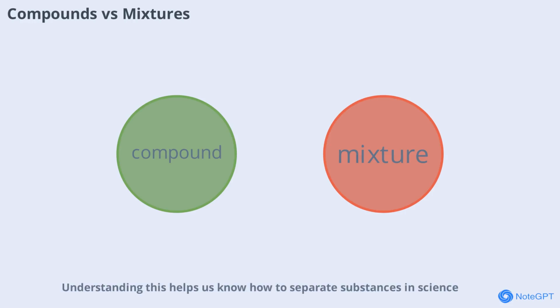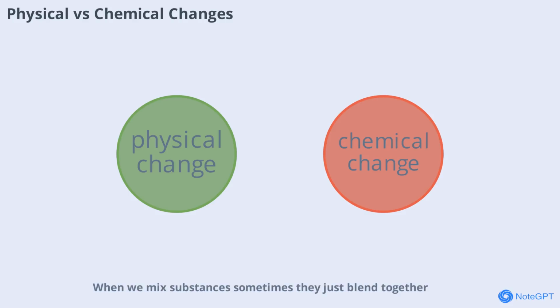Understanding this helps us know how to separate substances in science. We mix substances, sometimes they just blend together and sometimes they form something new. Physical changes like mixing sand and salt don't create new substances. Chemical changes like burning wood or rusting iron create new substances with different properties. Compounds are formed by chemical changes, while mixtures are made by physical changes.